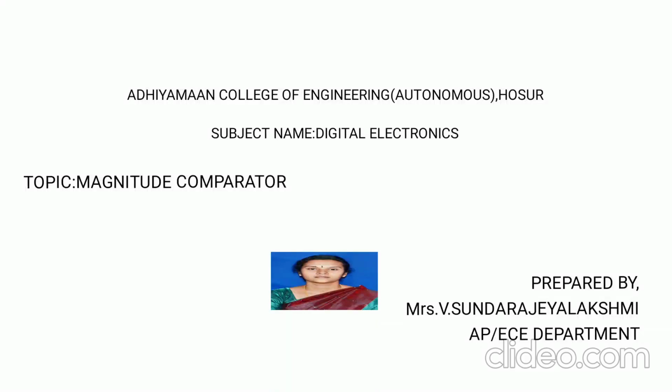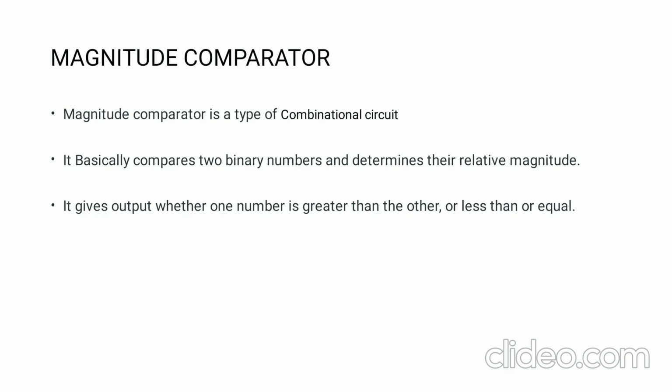So we are going to discuss magnitude comparator. It is a type of combinational circuit which is going to compare two binary numbers, and it will produce three outputs: which is greater, which is smaller, and which is equal. Suppose I take A and B as two inputs, it will produce three outputs: A greater than B, A less than B, and A equal to B.